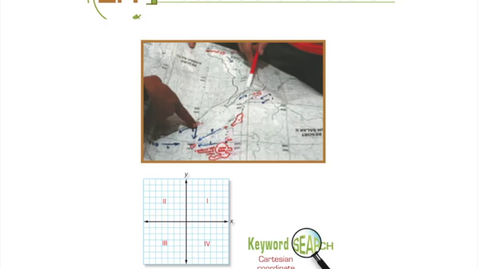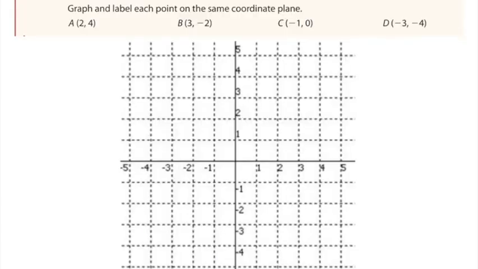And so we're going to very quickly talk about graphing. Hopefully we all know how to graph and label each point. When you're graphing it, the first number tells you your x, which is your left and right movement. The second number tells you your y, which is your up and down movement. So 2, 4, you would go right 2, up 4. You would put your point there. And when you're graphing these, you actually need to label them. So you would need to put the A there as well.